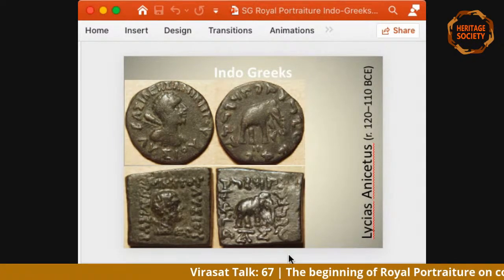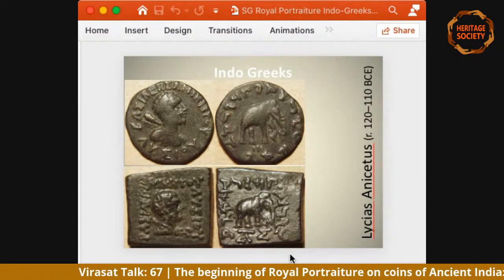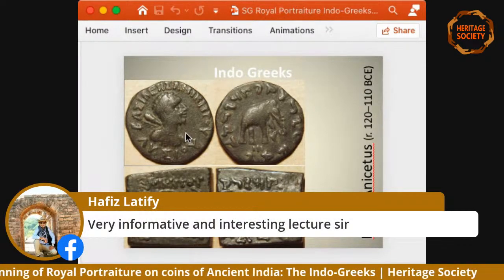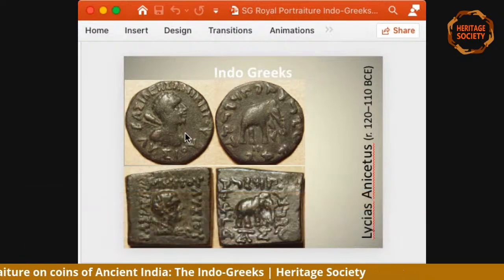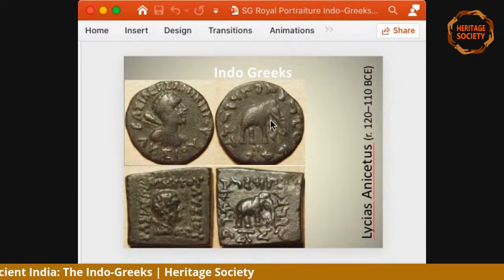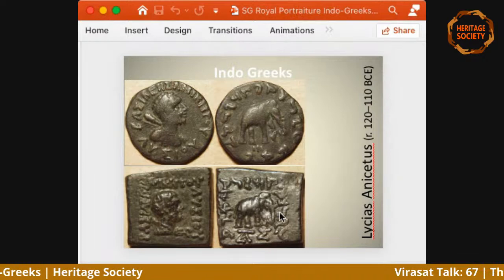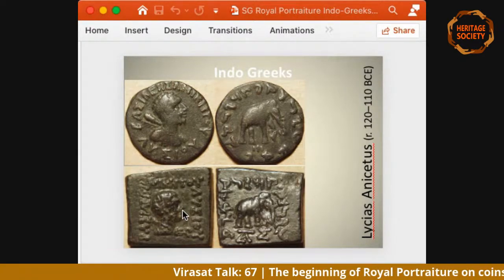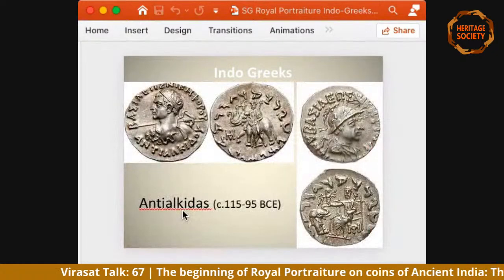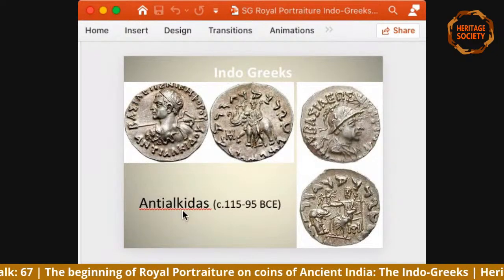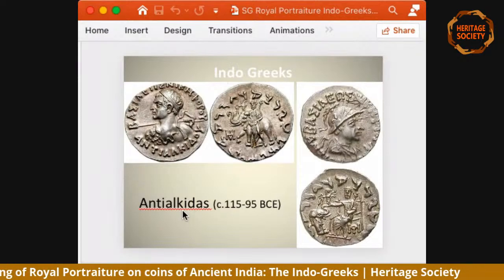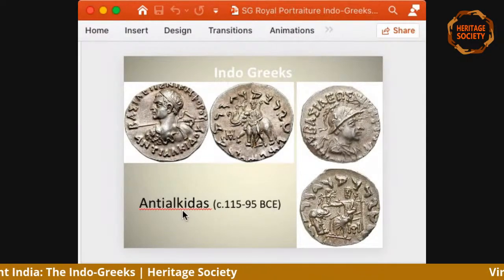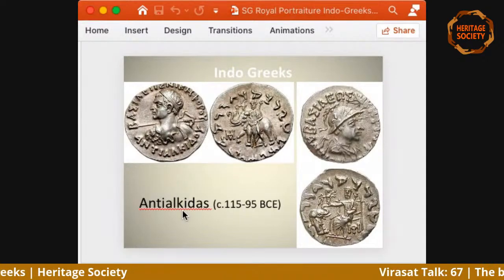Again, these are the copper coins. Here you see the elephant with the Kharoshthi legend in a square and in the round form of the same king. Another king, Antiochus, as I said in the beginning, that the Greeks were fascinated and awestruck by the elephant.